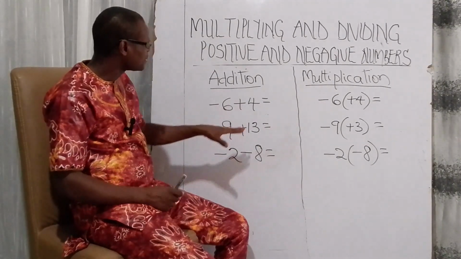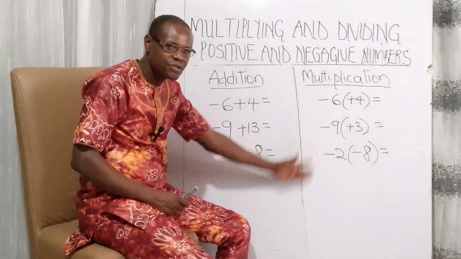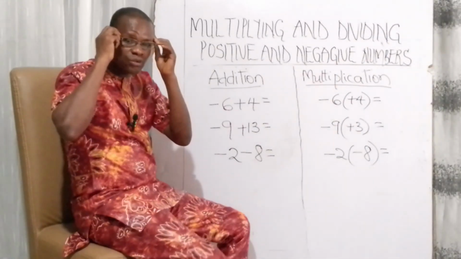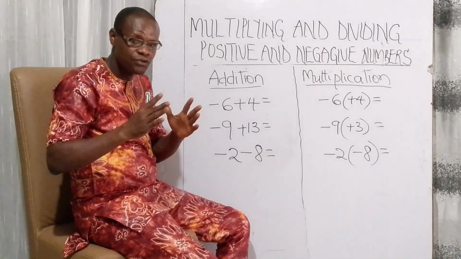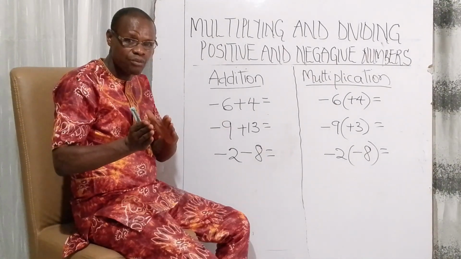So let's take a look at this. Consider the examples here and the examples here. I made it easy in such a way that I am making use of the same numbers and the same signs, just for us to be able to clarify where we are adding and where we are multiplying.